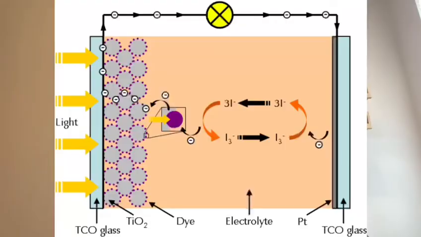All the components of the solar cell serve different functions. You can definitely look that up yourself. I'm not going to go into too much detail. So basically, the TCO glass permits light to enter the cell and allows for charge transport.